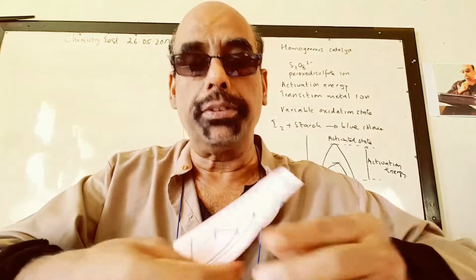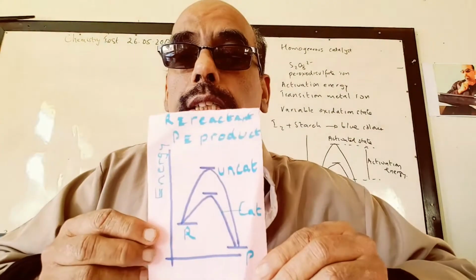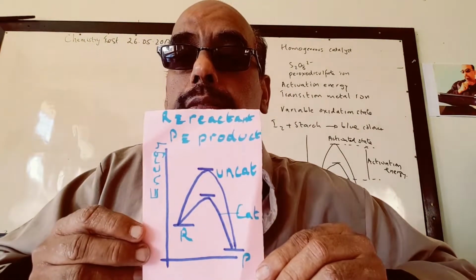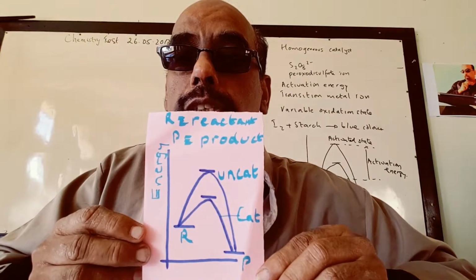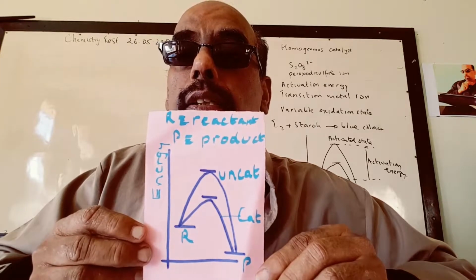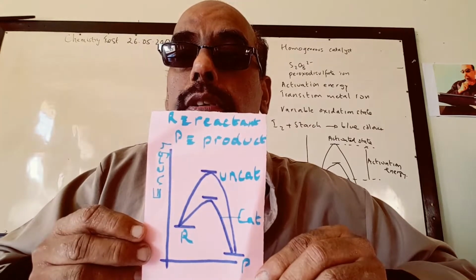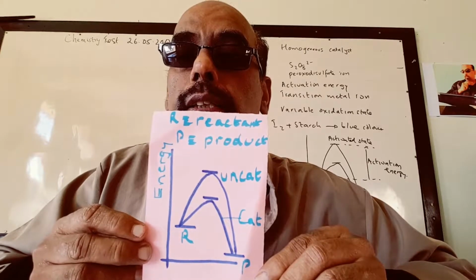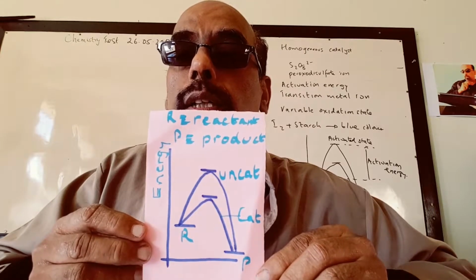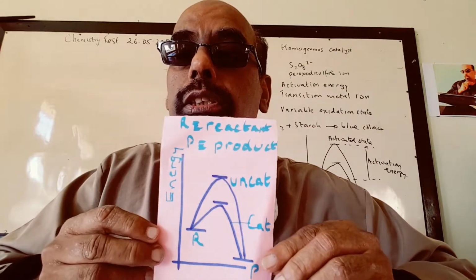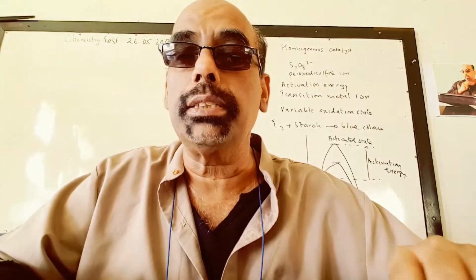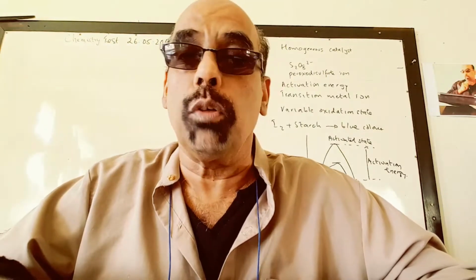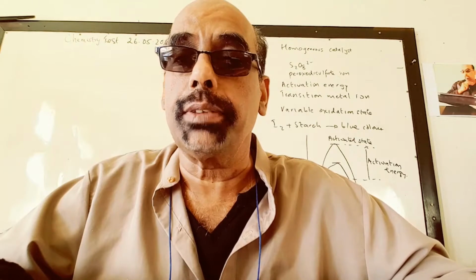So here we have the energy diagram for the catalyzed and uncatalyzed reaction. As you can see, using iron(II), the different route followed requires a lower activation energy. The reaction is fast, the reaction takes place without heating. So this is an example of a homogeneous catalyzed reaction.